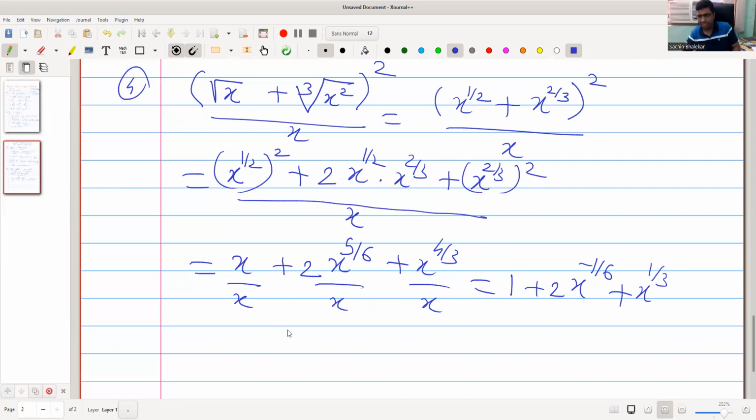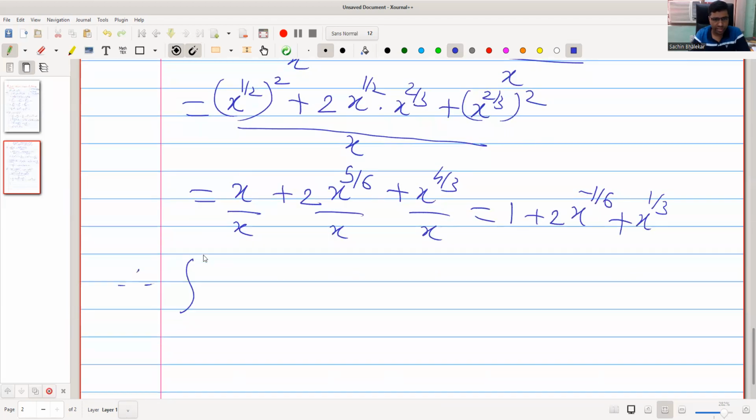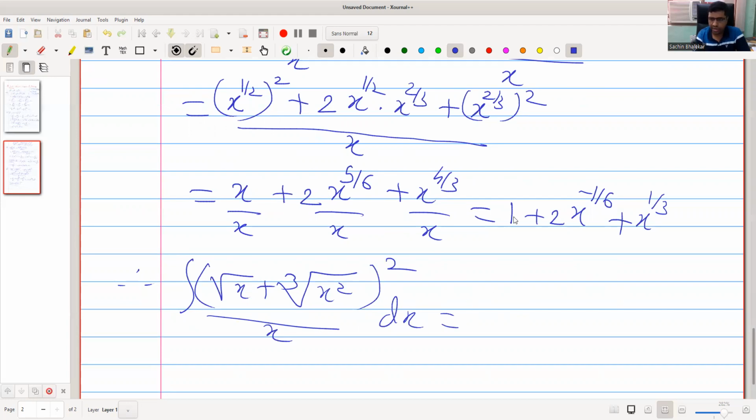So this is the simplification, and now the rest is a straightforward thing. Therefore the integral of (square root of x plus cube root of x squared) whole square divided by x dx equals, directly, the integral of 1, it is x, plus 2 times the integral of x raised to minus 1/6, which is x raised to minus 1/6 plus 1, so x raised to 5/6 divided by 5/6, plus x raised to 1/3 plus 1, that is x raised to 4/3 divided by 4/3, plus a constant of integration.